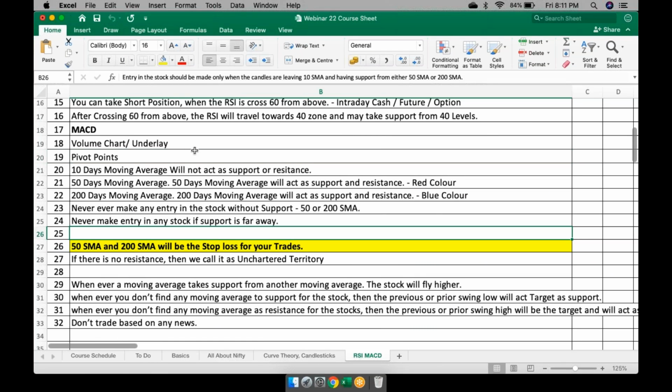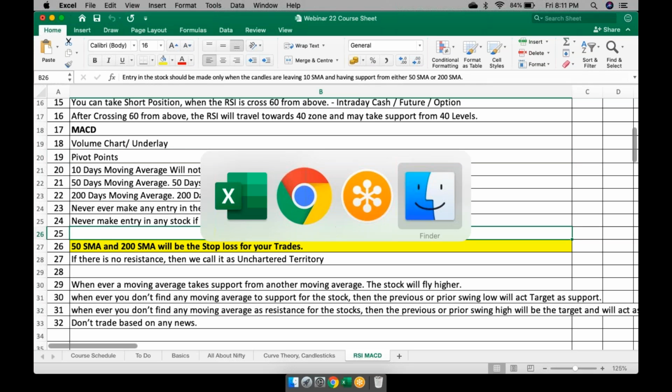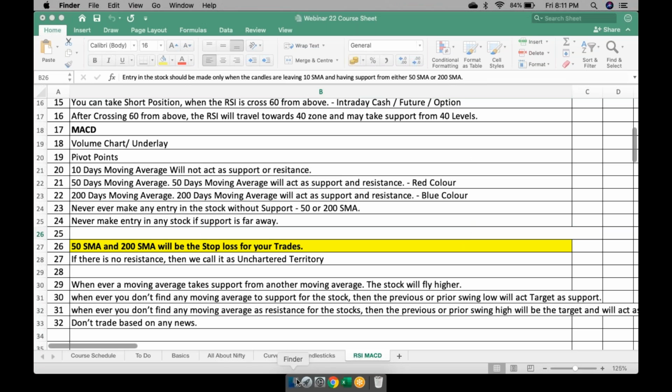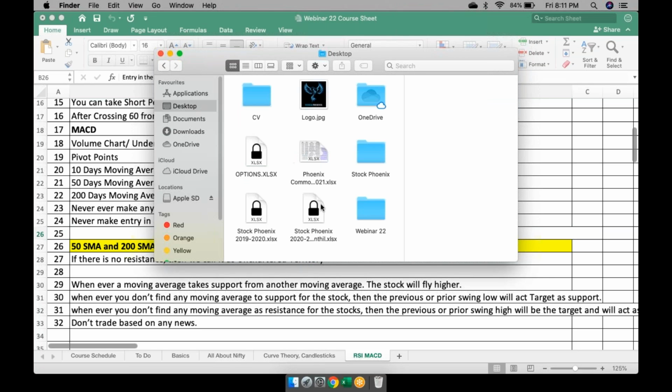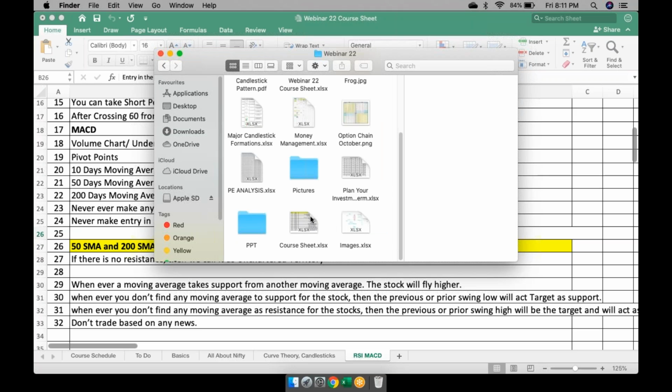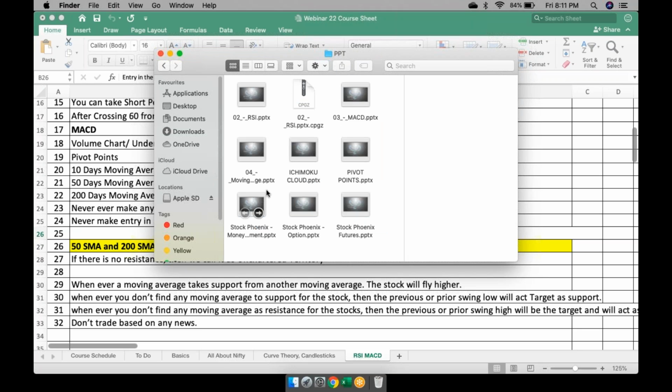So now pivot points. Pivot is a very important indicator where we cannot avoid pivot point in any kind of charts. In the sense, pivot point is very important. A chart without a pivot point will be very difficult.